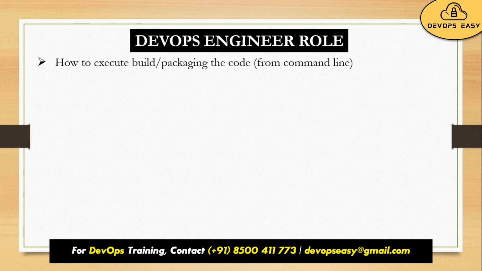So what is the DevOps engineer role? What is your work? First job, you need to know how to create this setup file, nothing but build and packaging the code. And you need to know how to run these test cases, unit tests, from the command line, nothing but from CLI. Right, first job as a DevOps engineer, you need to know how to create a setup file, and you need to know how to test that code as well.